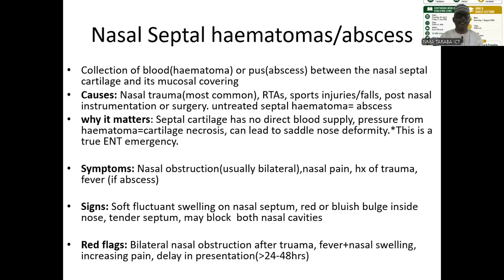And the signs are that when you palpate this mass, it will be a soft and fluctuant swelling on the nasal septum. That is, the lateral aspect of the mass will be free, while the medial continues with the septum. It may be red or bluish inside the nose, and the septum may be tender and it may block both nasal cavities. It is good to differentiate this from hypertrophied inferior turbinates and nasal polyp.